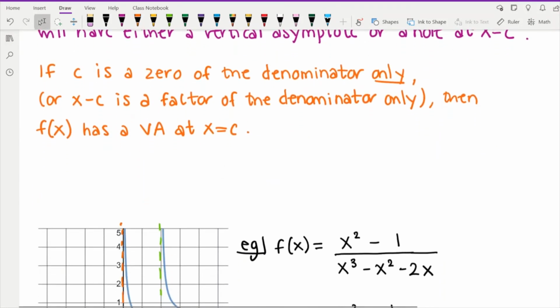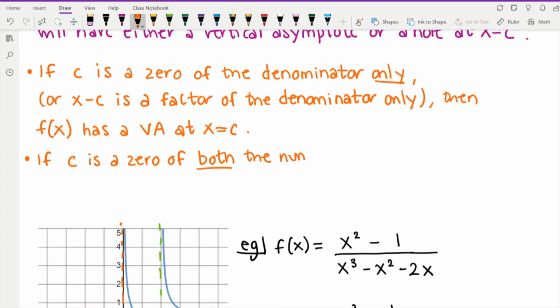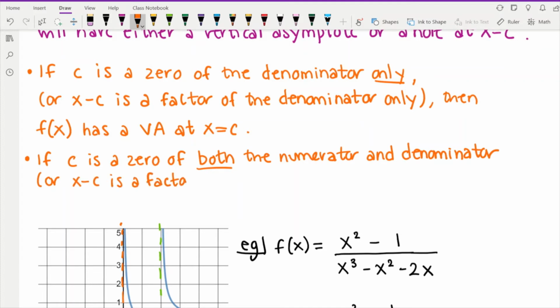On the other hand, if that same number c, maybe I'll do this to kind of separate these out, if c is a 0 of both the numerator and the denominator, and another way of saying that would be that x minus c is a factor of both, then that means that your function has a hole at x is equal to c.